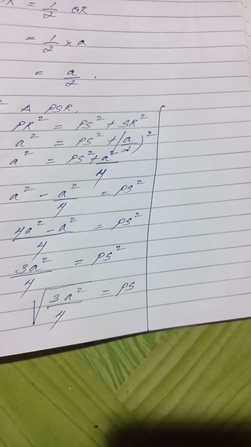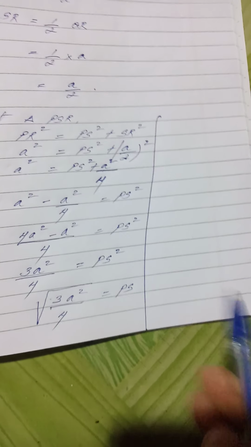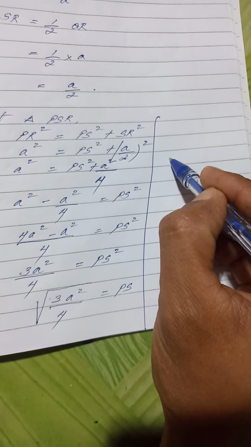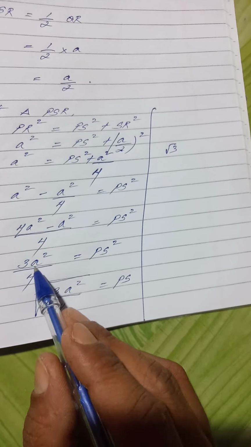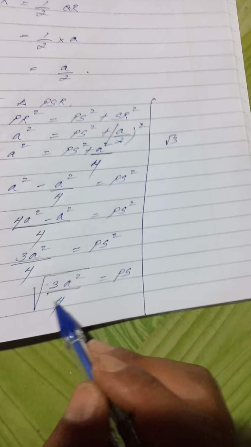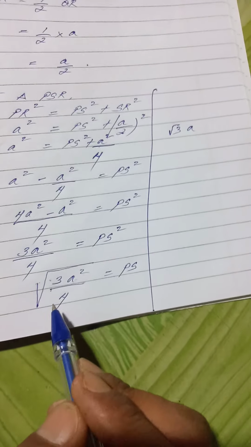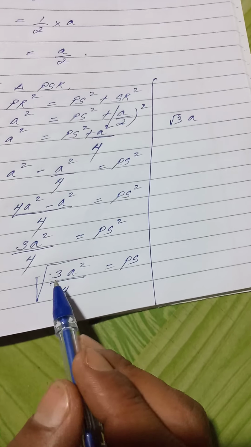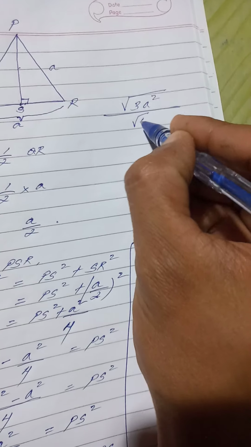Square root of 3A square. Root 3 is not a perfect square, so write root 3. Then A square. The square root of A square is, you know that, A. This one holds in the square root of 3A square divided by 4, which means both 3A square and 4 will carry the root.